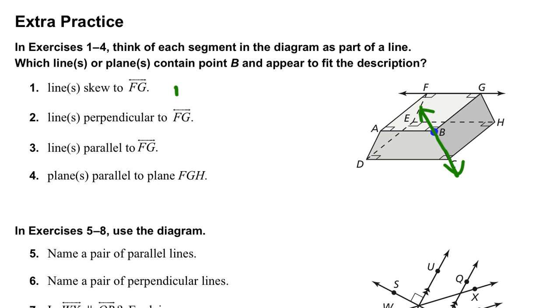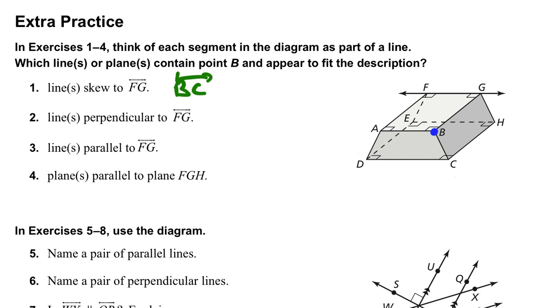So the line BC would be skew to FG. Now, that's not the only one. That's the only one that's drawn. Now, if I don't want to talk about drawn lines, eventually there do exist lines like DB or BH or EB. There's a lot of them, but let's just focus on the ones that are drawn right now. The ones that are drawn, it would just be line BC.